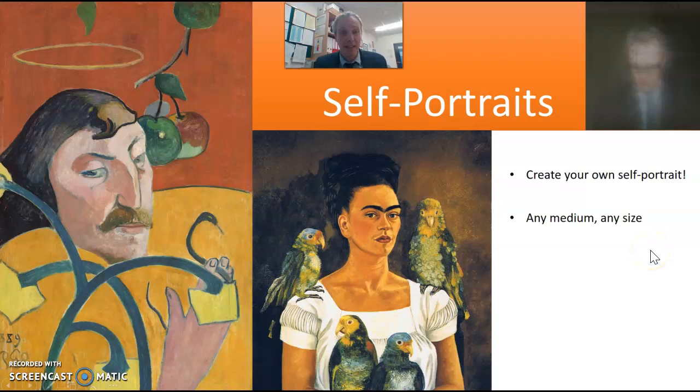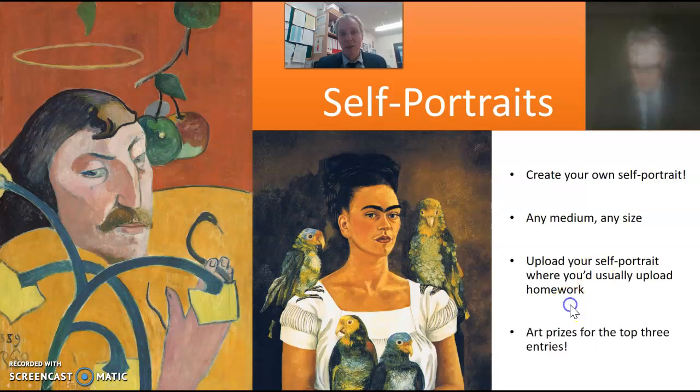It can be any size as long as you can then photograph it and upload it onto eSchools through the folder in which you normally put your homework. It'll all be on there and marked clearly for you. I'll have some art prizes ready for the best three, and I'll also get them all together, put them onto a PowerPoint and share them on eSchool so you can see what everyone else has been up to.